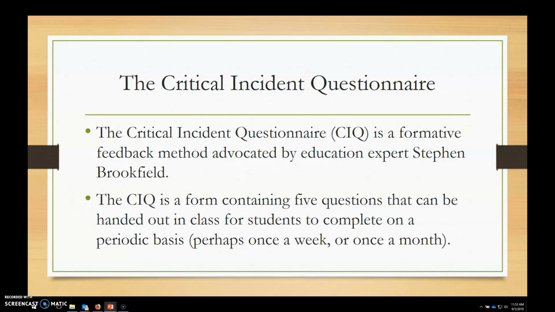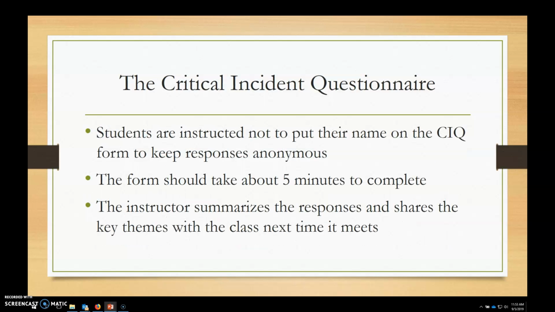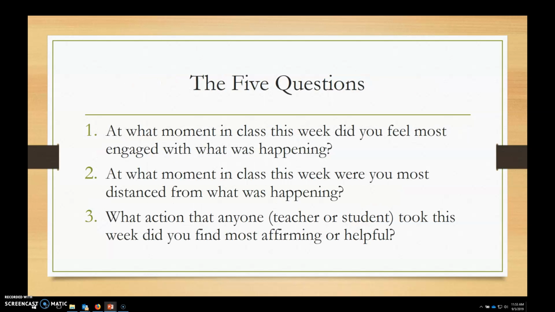The CIQ is a form containing 5 questions that can be handed out in class for students to complete on a periodic basis, maybe once a week or once a month. Students don't put their name on the CIQ. The responses are intended to be anonymous. The form should take maybe 5 minutes or so to complete, and the instructor then summarizes the responses and shares the key themes with the class the next time it meets.